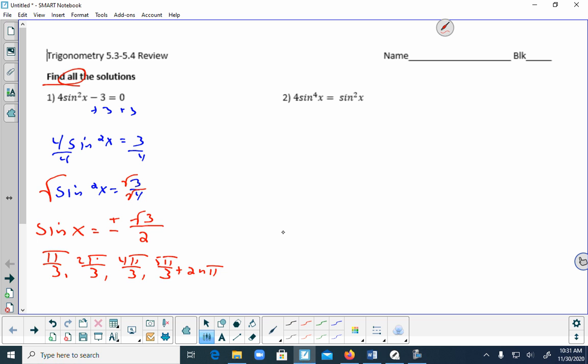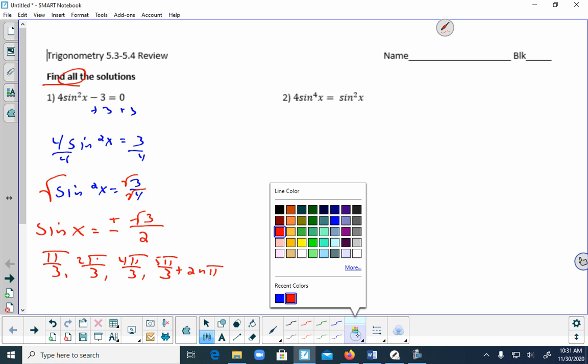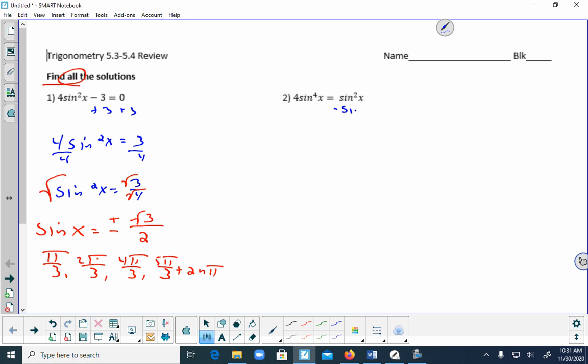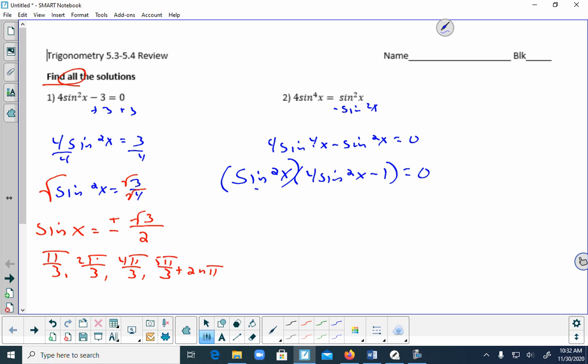Number 2 is 4 sine to the 4th x minus sine squared x. Remember, I cannot divide by a trig function because I might eliminate one of my zeros, and I don't want to do that. So I am going to choose to subtract sine squared x from both sides. So I'm going to have 4 sine to the 4th x minus sine squared x is equal to 0. I'm going to choose to factor out a sine squared x and make that sine squared x times 4 sine squared x minus 1 is equal to 0, because the sine squared times the sine squared will give me that sine to the 4th. I'm going to use the zero product property and set both of these equal to 0.